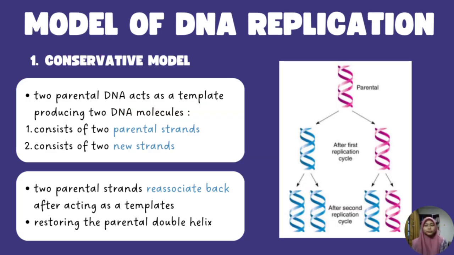Now, I'm going to talk about models of DNA replication. There are three models of DNA replication. The first one is the conservative model. The two parental DNA strands act as a template, producing two DNA molecules. One DNA molecule consists of two parental strands, and the other one consists of two new strands. The two parental strands reassociate after acting as a template for a new strand, thus restoring the parental double helix.